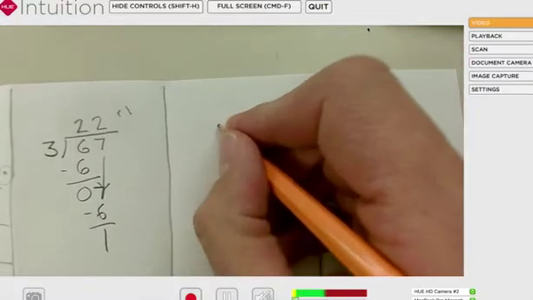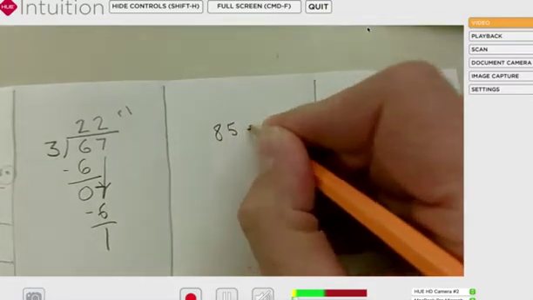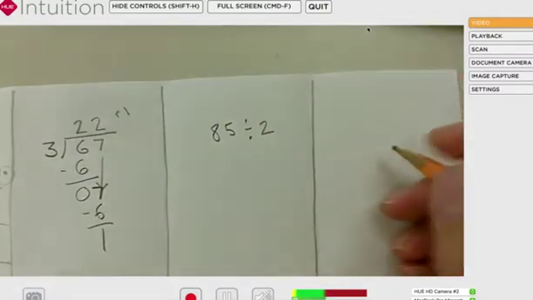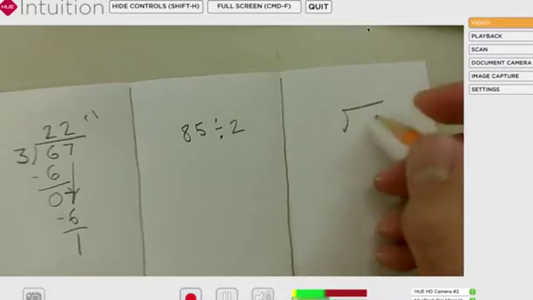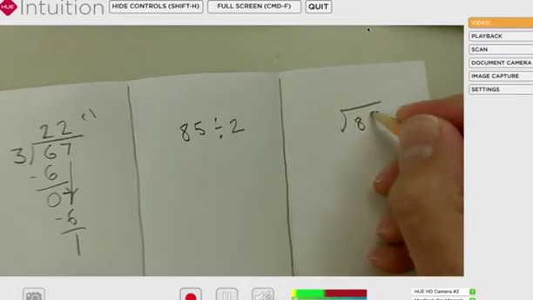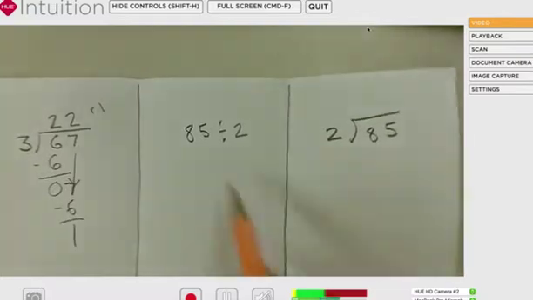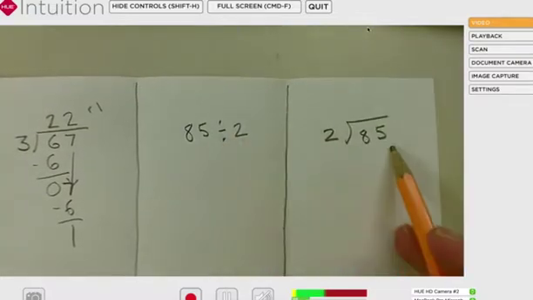Let's do 85 divided by 2. Again, you should be writing all this down. Mr. Brown, that does not look less complicated. Well, trust me when I say it is. Okay, so here we go. We write it 2 different ways. We write it this way, and we write it that way.